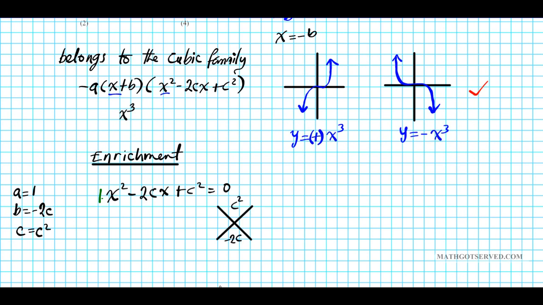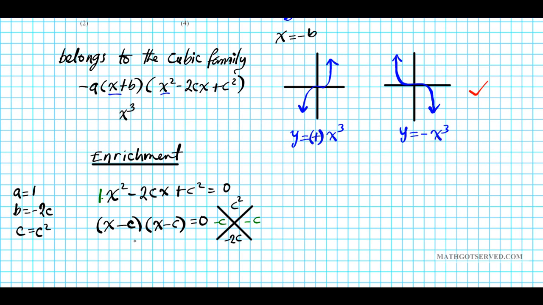Now we're going to ask ourselves, what two numbers multiply to give you c squared and add to give you negative 2c? The answer is negative c and negative c. Let's do a check. Negative c times negative c is c squared, and negative c minus c is negative 2c. Perfect. Now, since a is 1, we can skip to the factored state. We don't have to factor by grouping. We can skip to x minus c times x minus c equals 0. So that's a factored form of this polynomial.